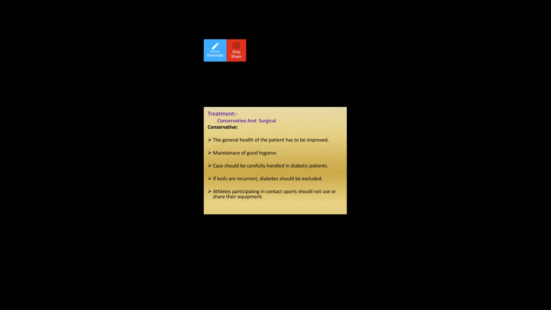If the patient is diabetic, the first thing is to check the blood sugar level of the patient and try to bring the blood sugar level to normal. If the boils are recurrent, diabetes should be excluded. Like I said, many diabetic people are getting diagnosed only because of their recurrent boils. Athletes and participants in contact sports should not use or share their equipment. Like I said, they should not share their clothes, towels, and all this. This is about conservative treatment.